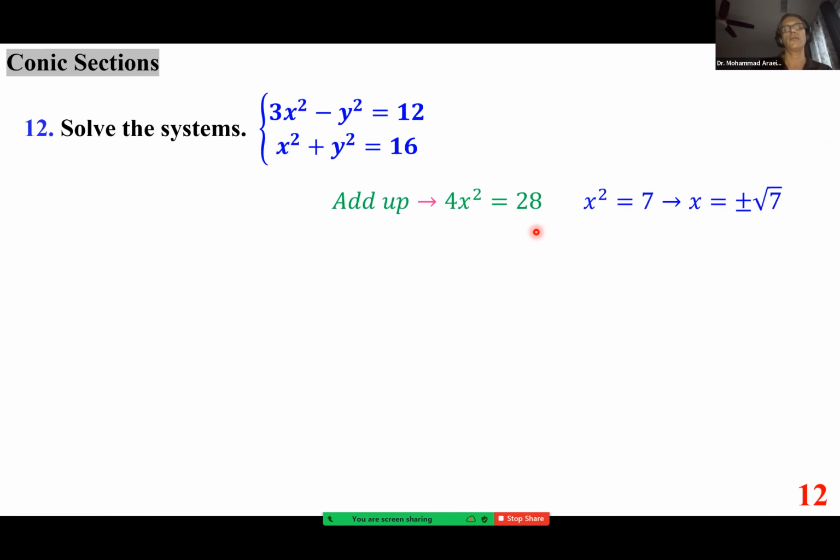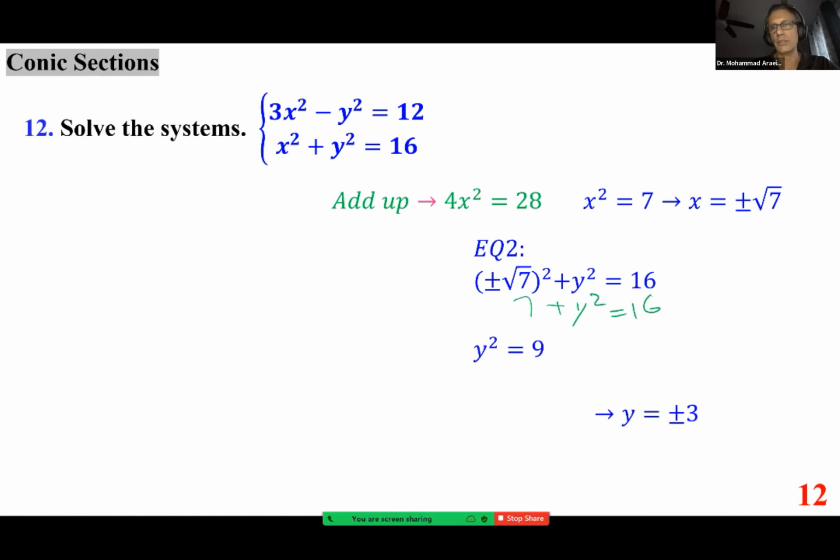So pick any of them. For example, if you use this one, again, since x is squared, it doesn't matter, positive or negative, it gives you the same thing. Square that. Plus y squared must be 16. As you can see, we have 7 plus y squared. Subtract it from 16, you get 9, and y becomes plus minus 3.